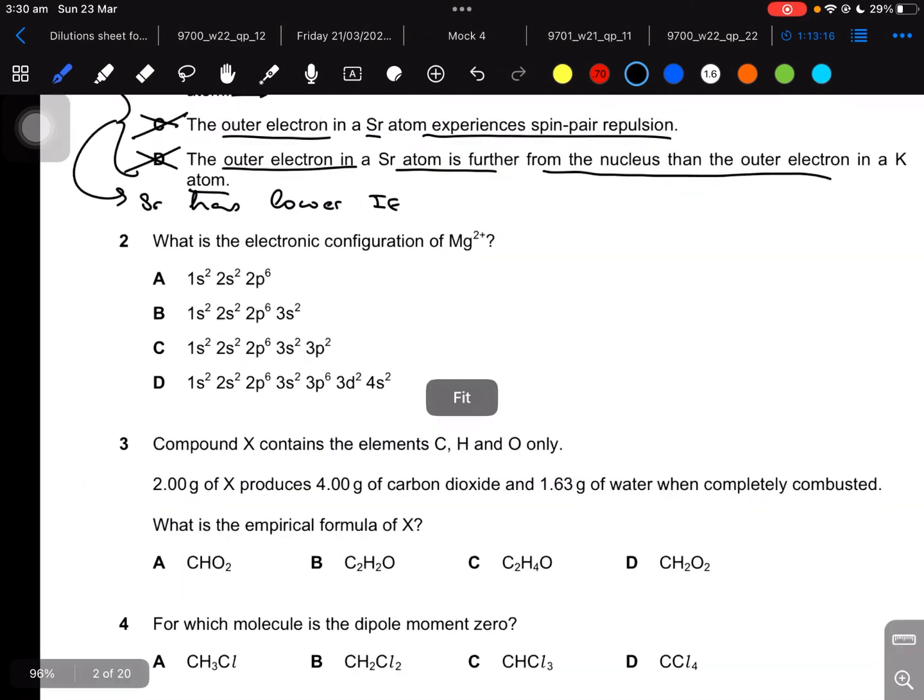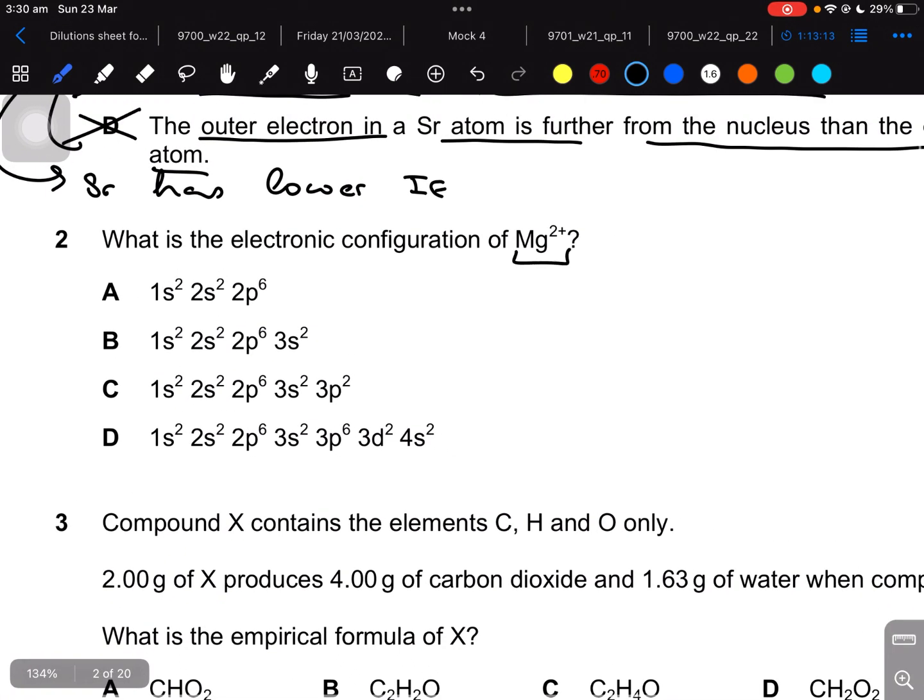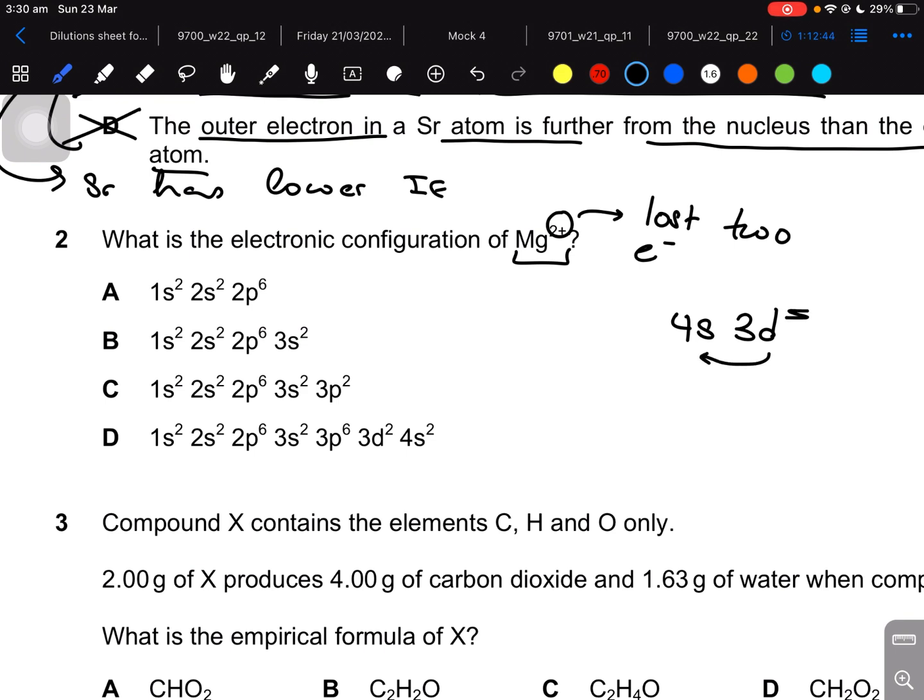Alright, second question. Mg2+, so 2+ means it lost 2 electrons from the number of electrons you see in the periodic table, and you remove the 2 electrons from the outer shell. If you go according to the Aufbau rule, you fill the 4s after the 3p, and the 3d after the 4s. So sometimes you may remove from the 3d before the 4s, which is wrong. You have to remove from the 4s before the 3d.